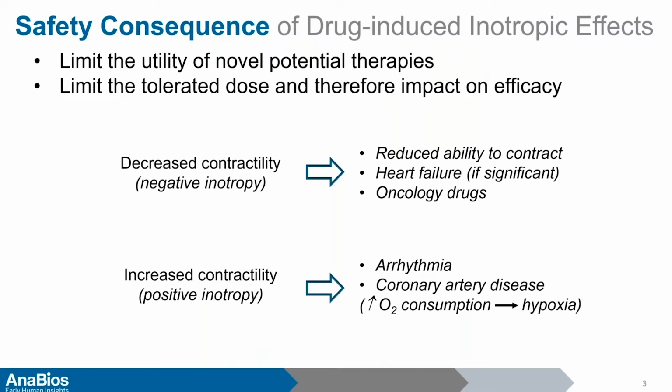If a decrease in contractility is significant, this may lead to heart failure, and this is the case with oncology drugs. If an increase in contractility is significant, this may lead to arrhythmia and also may lead to hypoxia in patients with coronary artery disease, for example. If a drug induces an inotropic effect, this may limit its utility as a novel therapy, and also it may limit its tolerated efficacy dose. Therefore, it is very important during preclinical development to assess the potential of novel drugs to induce inotropic effect.